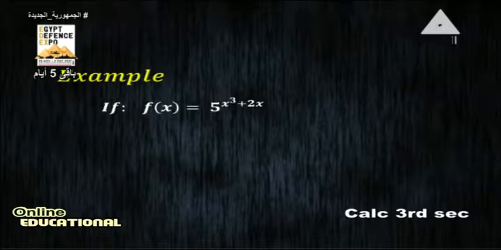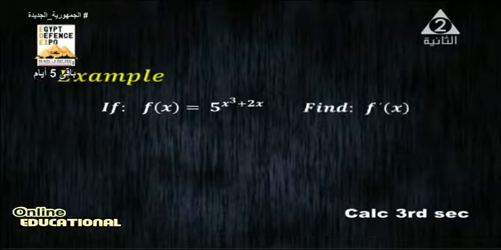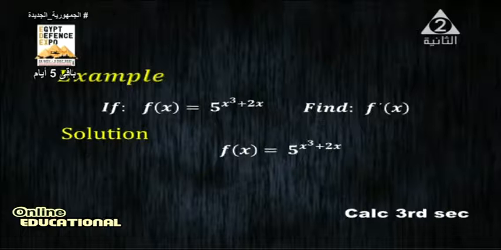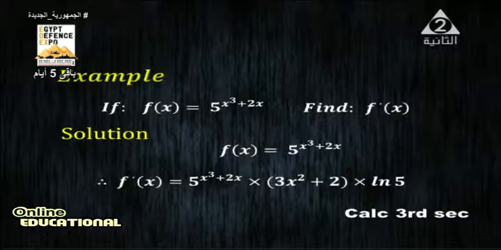Now we move to the next example. If f(x) equals 5 to the power x power 3 plus 2x, find f'(x). Then the derivative of this function is 5 to the power x power 3 plus 2x multiplied by ln 5 multiplied by the derivative of the power. What is the derivative of x power 3 plus 2x? Yes, the derivative of x power 3 plus 2x is 3x power 2 plus 2.